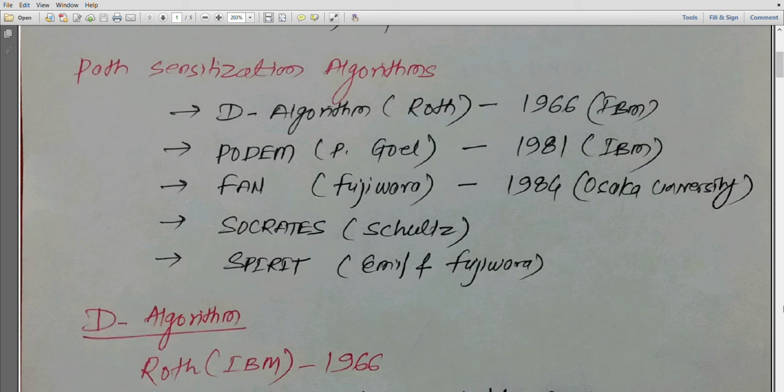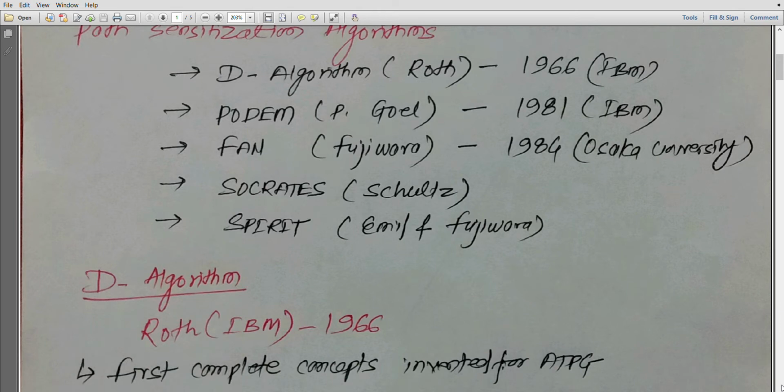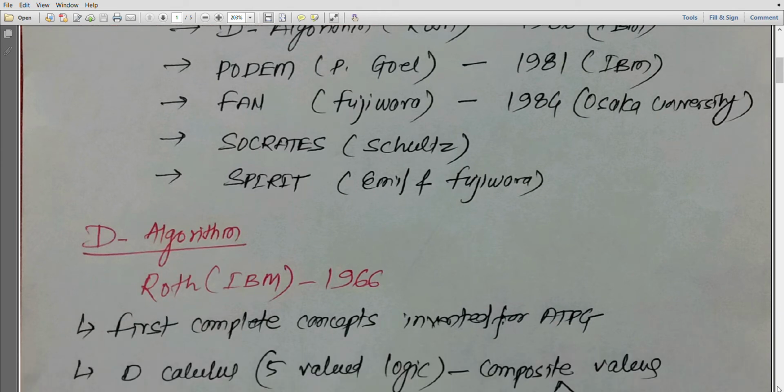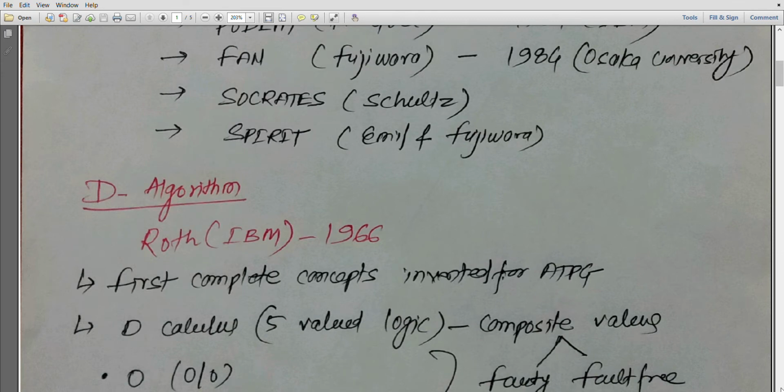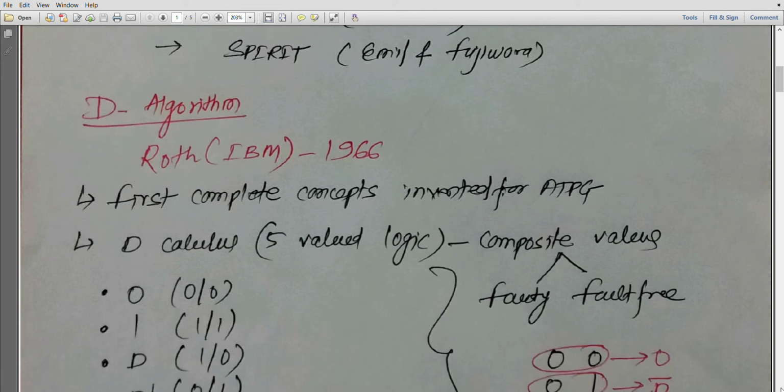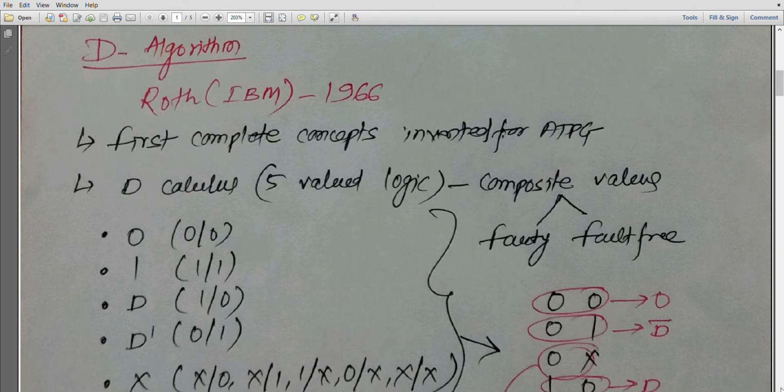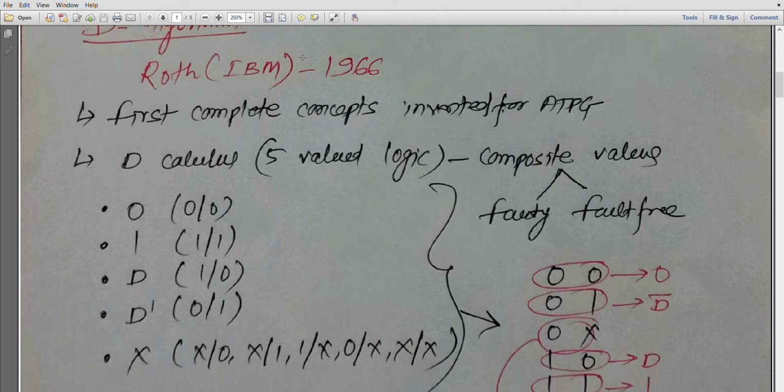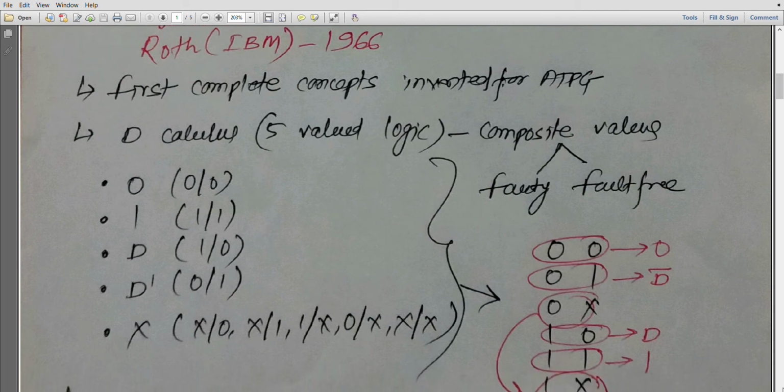And over the years, these fault testing mechanisms have evolved, and different problems have been addressed by various researchers across the globe. So we are now going to shift our attention to today's topic, that is the D algorithm. It was developed by Roth, as I already told you, in 1966 at IBM, and this is the first complete concept invented for ATPG. It involves a five valued algebraic logic. So it is based on the five valued logic.